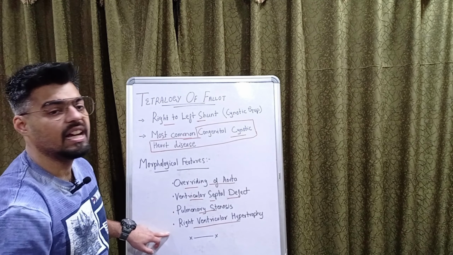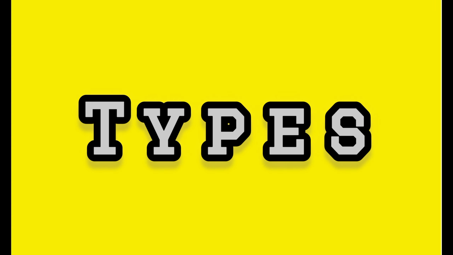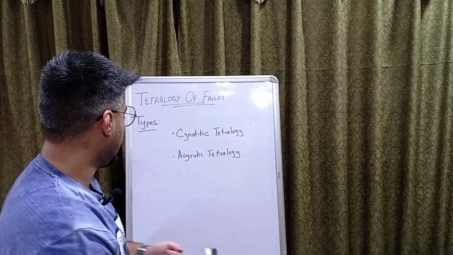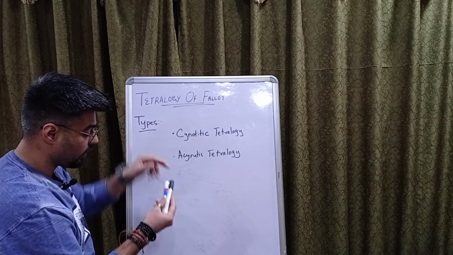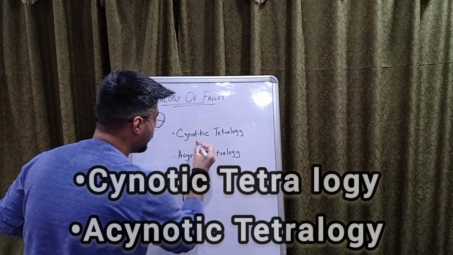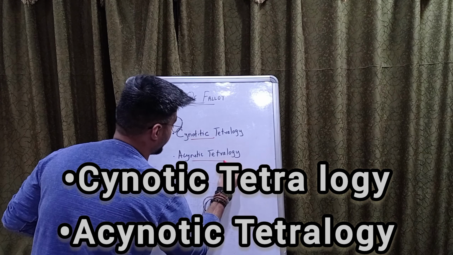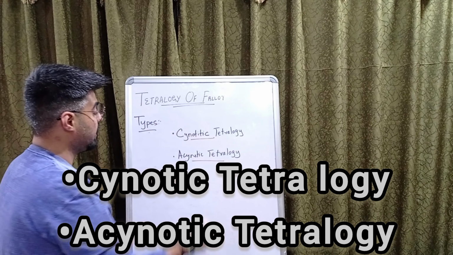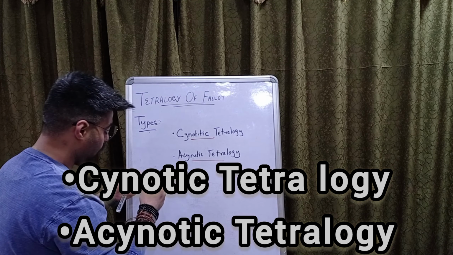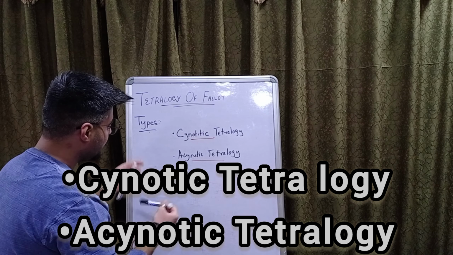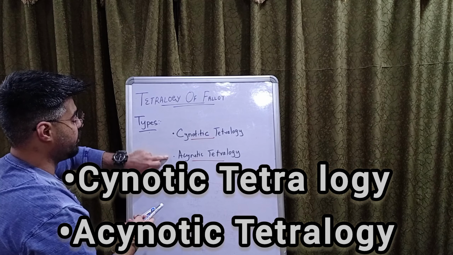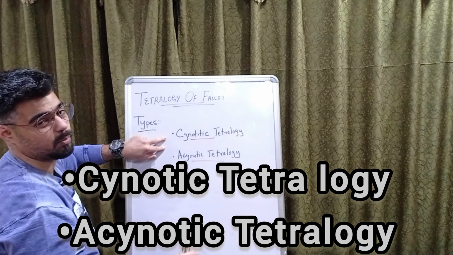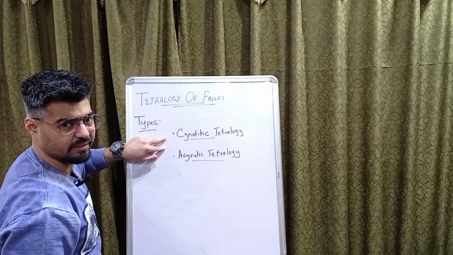Now, let's come to the types. There are two types of tetralogy of Fallot: the cyanotic tetralogy and the acyanotic tetralogy. So how many types are there? Two types: cyanotic and acyanotic. First we will see what is cyanotic tetralogy, then we will see the acyanotic tetralogy. Just a brief description, as this topic is very small. All right, let's proceed ahead.